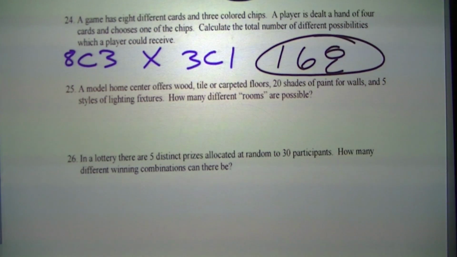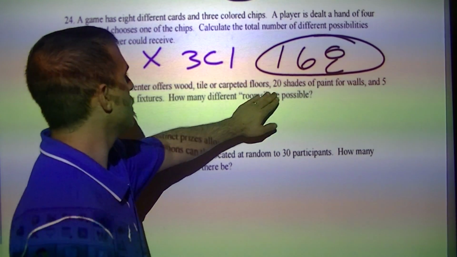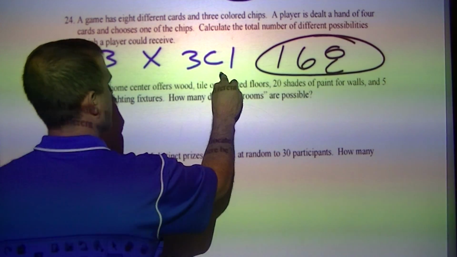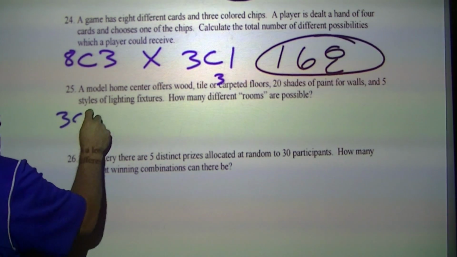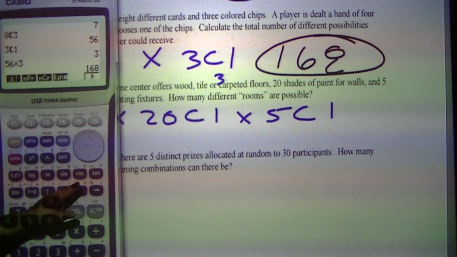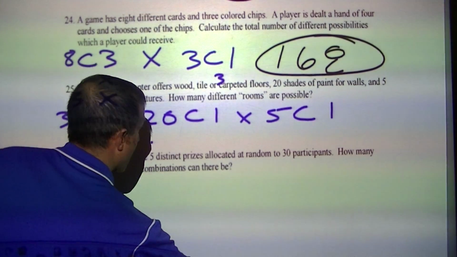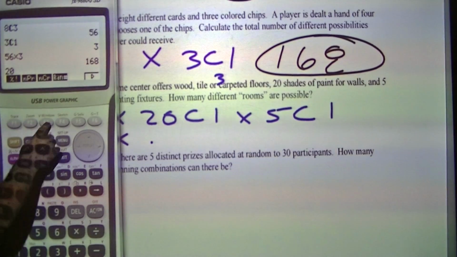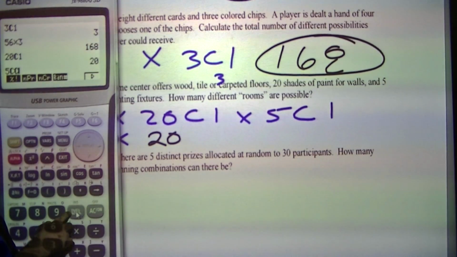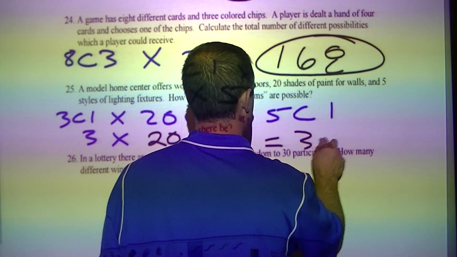A model center offers wood, tile, or carpeted floors, 20 shades of paint for walls, and 5 styles of rooms. How many different rooms are possible? Basically there are 3 options here, 20 and 5. So you're going to do 3C1 times 20C1 times 5C1. Figure out what each is individually: 3C1 is 3, 20C1 is 20, and 5C1 is 5. So that's 60 times 5, which is 300.